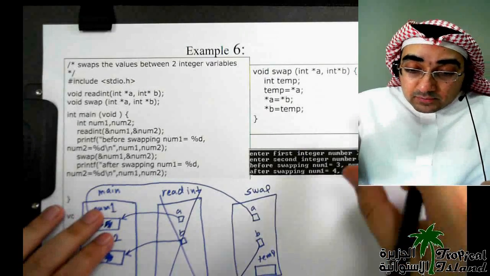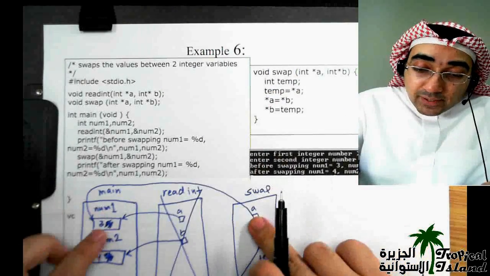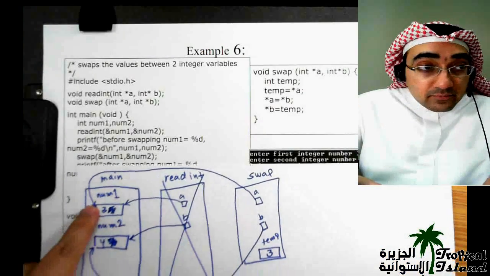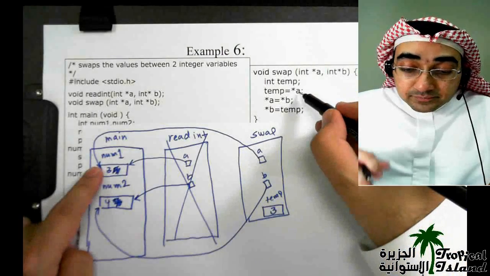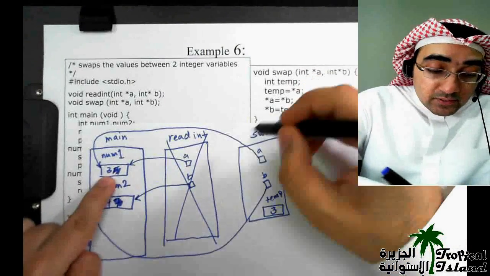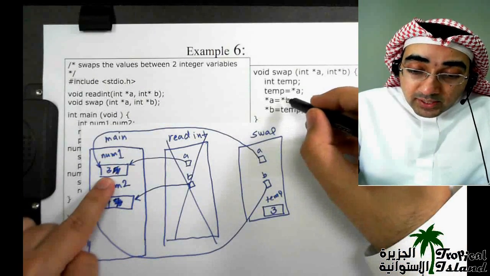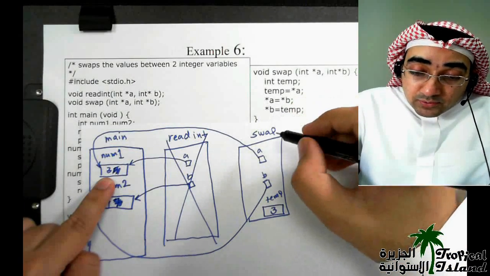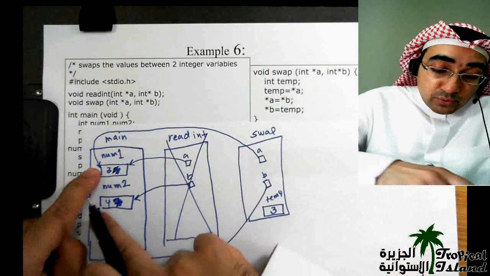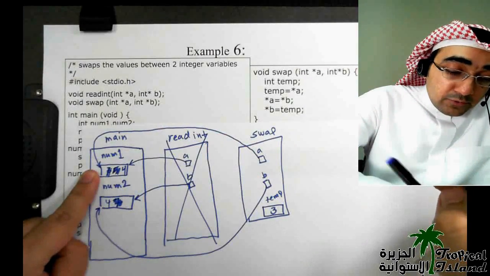I say the value that's pointed by A, put it in temp. What is pointed by A? 3, so I'm going to put it in temp. The value that's pointed by A is over here, 3. I'm going to copy the value of 3 into temp. Then I say the value that's pointed by A is equal to the value that's pointed by B. The value that's pointed by B is 4, and I'm going to put it over here. So I'm going to delete the 3 and make it 4.